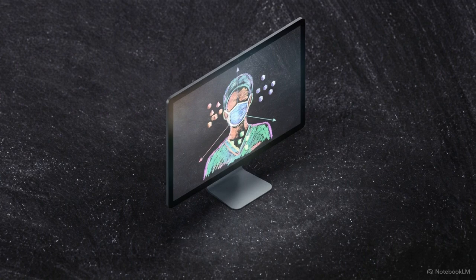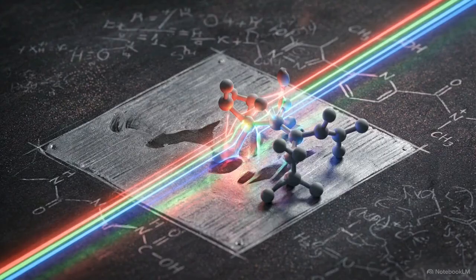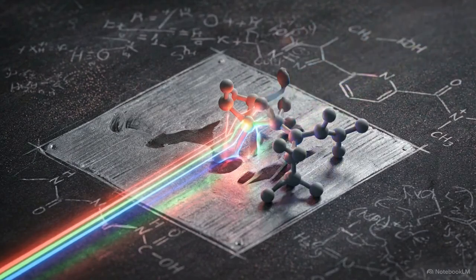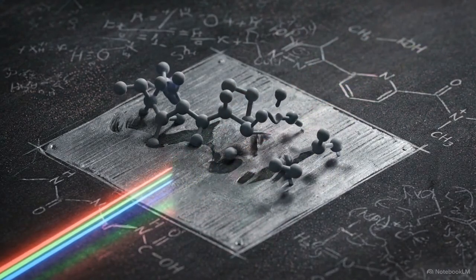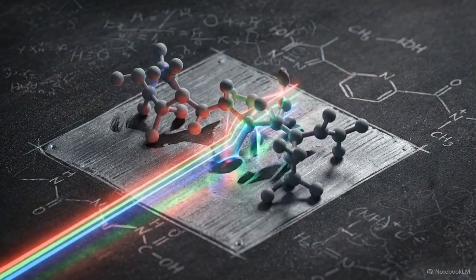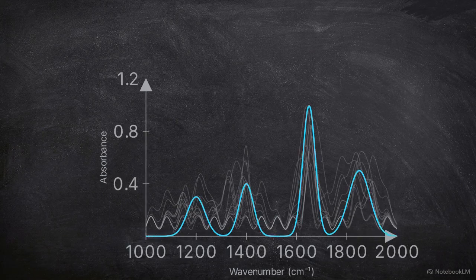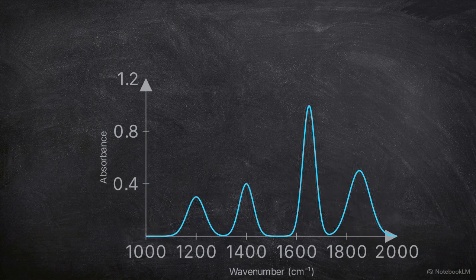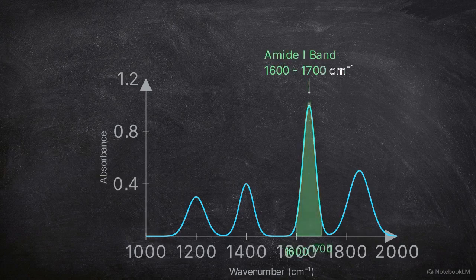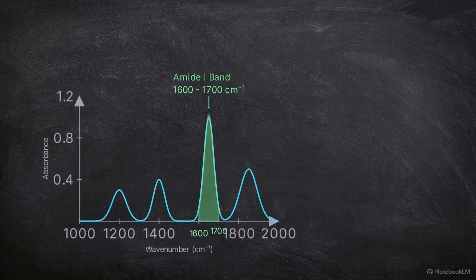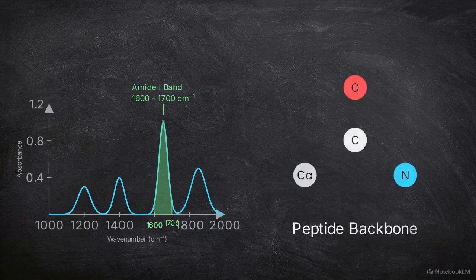clinical diagnostics. The first step in this pipeline requires analyzing the raw FTIR spectrum to locate the physical signature that defines a protein's secondary structure. This chart shows the raw spectrum. Most frequencies fade away, isolating one specific region, the amide I band, located between 1600 and 1700 inverse centimeters.